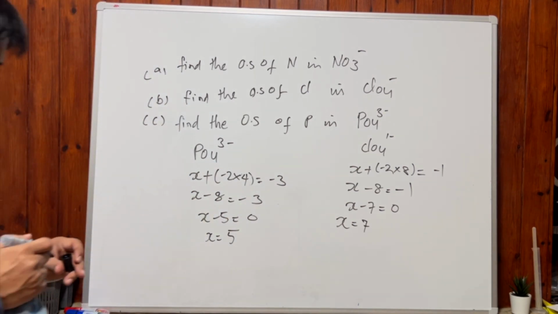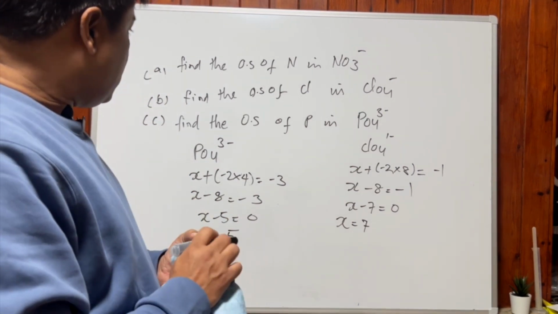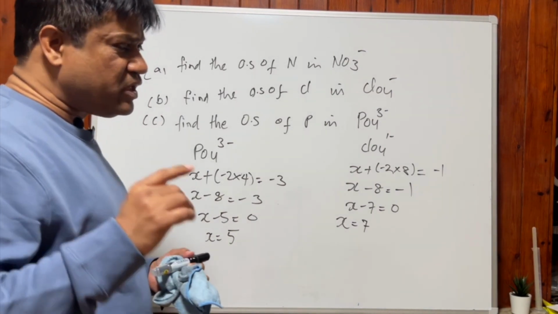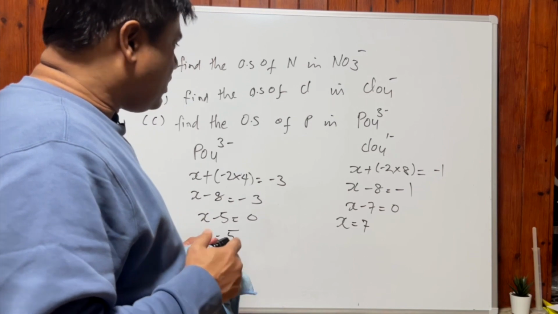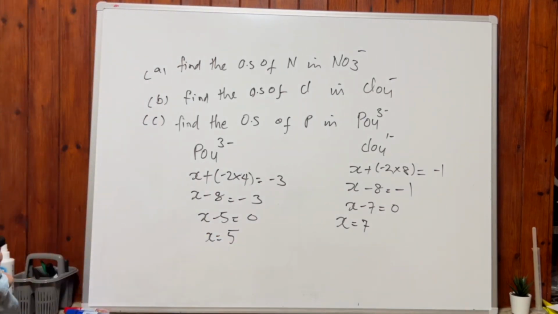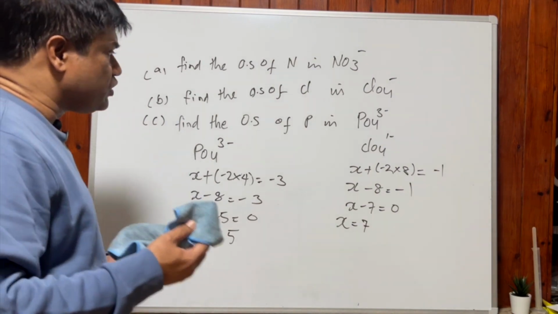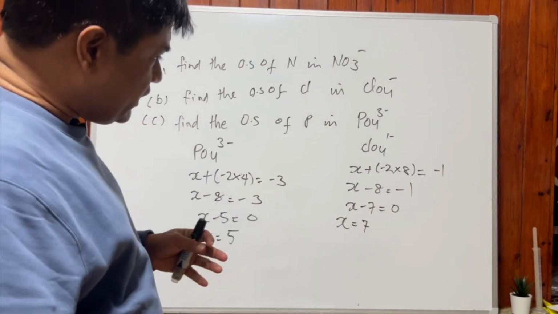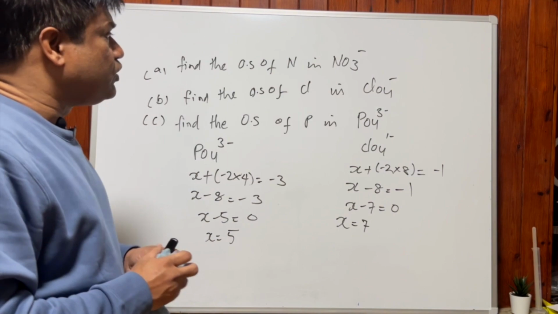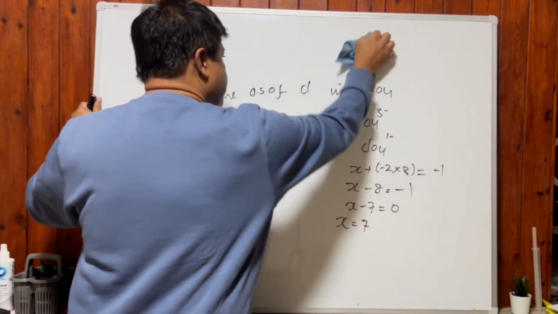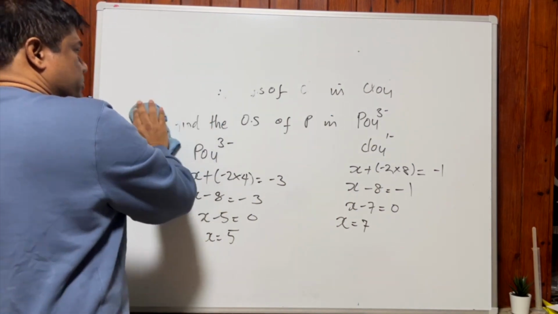Now, we have displacement reactions. Displacement reactions are also redox reactions. Let's work out the oxidation state of any element in the given equation through displacement reaction.